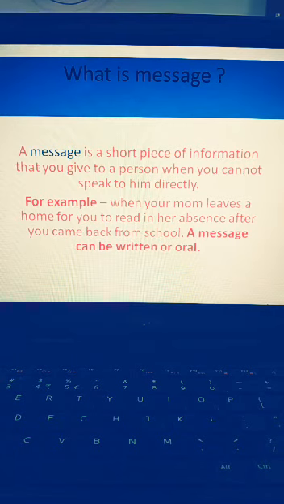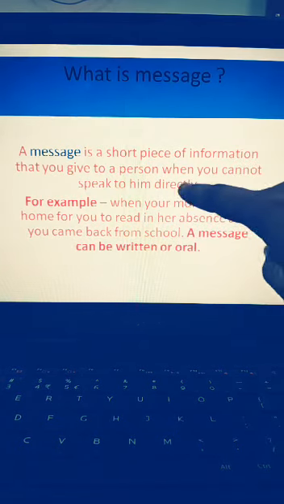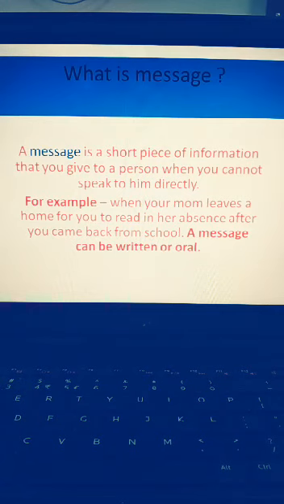The most important thing is that a message can be written or oral. And of course, why are you writing it? Can't you say it to that person directly? No, because he's not available, or you cannot talk to him directly. That is why the message is written or oral. It's a short piece of information being provided.